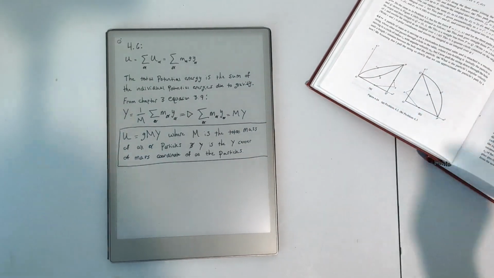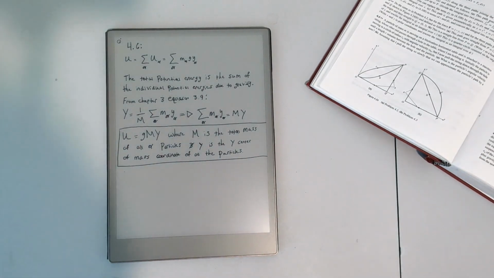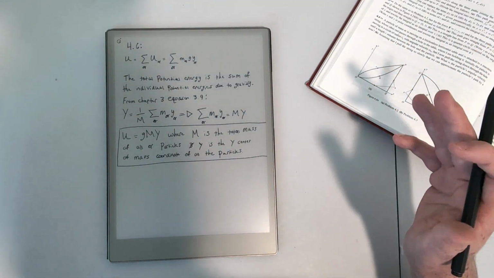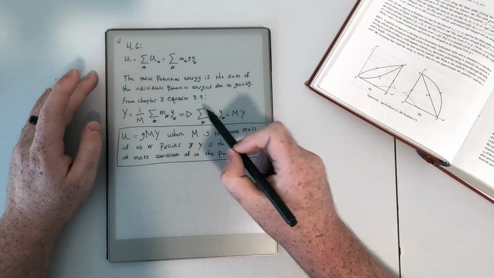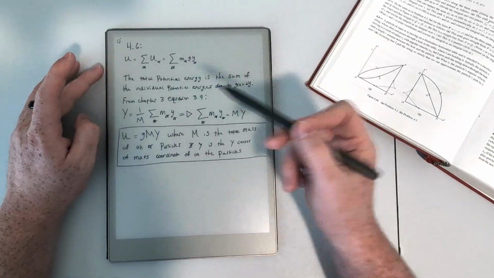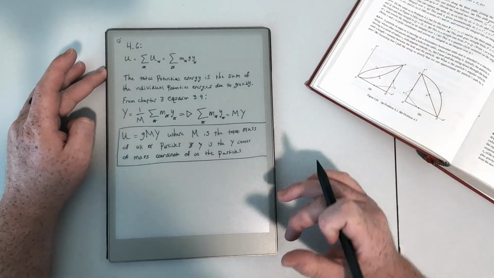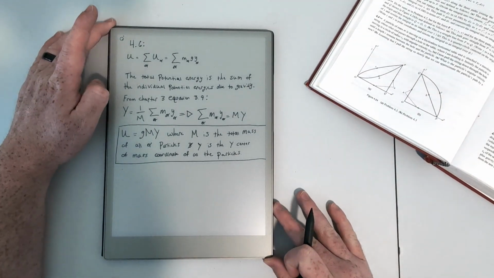And really that's all there is to it, right? Just using the definition of the center of mass, you can rework this potential expression to show that the total potential is just related to the center of mass of the system of particles.